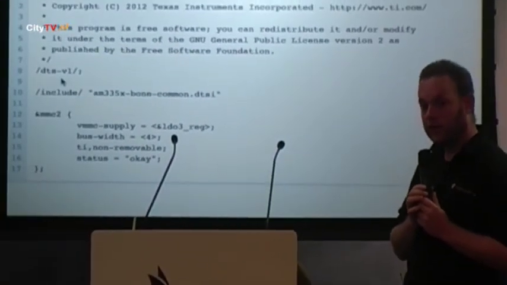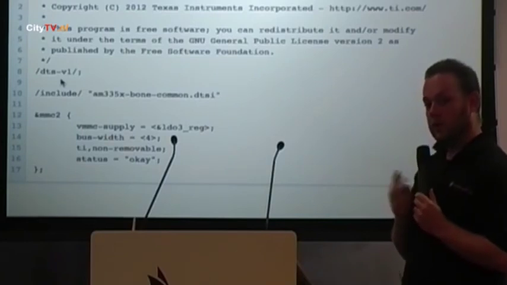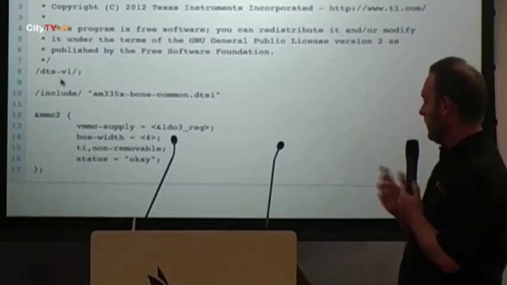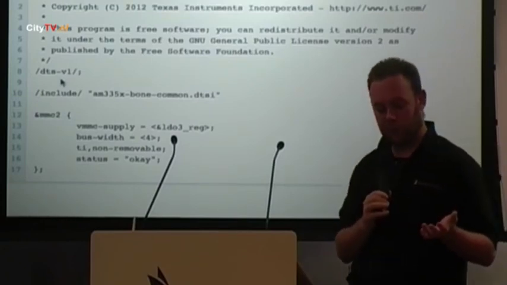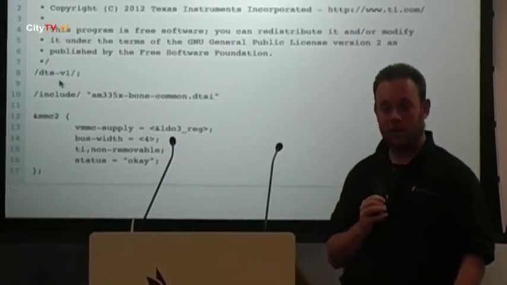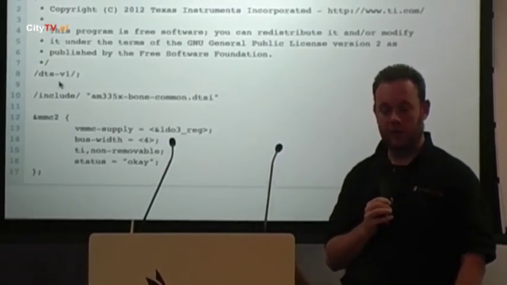And this also shows you don't need to know the memory address for the controller. You just say status is OK. That enables the IP block. And then you add the other things like TI non-removable. It's an eMMC. It's not a slot. It's just a chip. So it's non-removable. So we don't want to have eject commandos or card detect signals. 4-bit bus. And the vMMC supply is basically the power supply for it, which is LDO3. That's a bit of hardware specific knowledge, but if you design a board, that's easy to see. And that's all you need to make a custom spin for Beaglebone plus MMC.